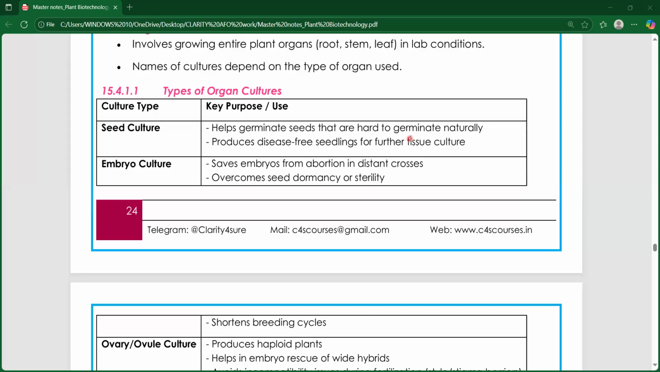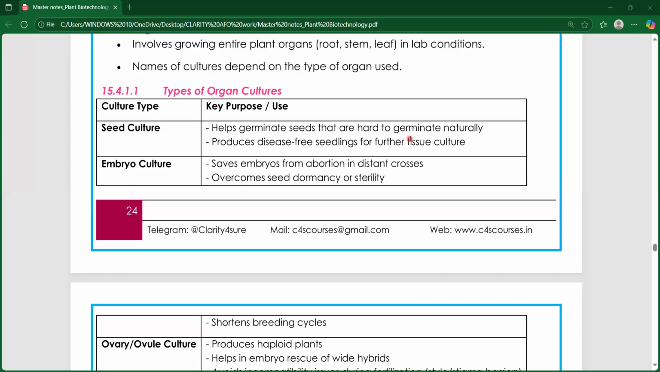Okay. Then you can use these cultures to raise pathogen-free seedlings for its use in the other cultures like meristem or explant cultures. Okay. Then you can also use this culture as an aid in obtaining uniform seedlings for research or micropropagation. Okay. So in this way, we can use the seed cultures.